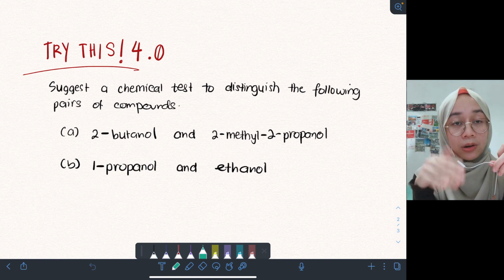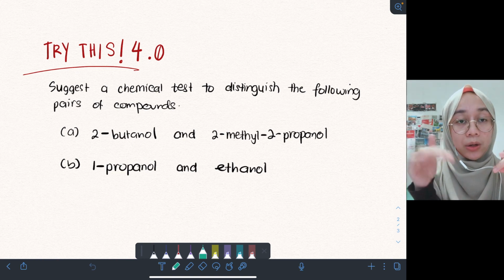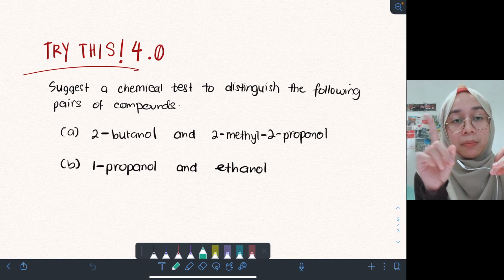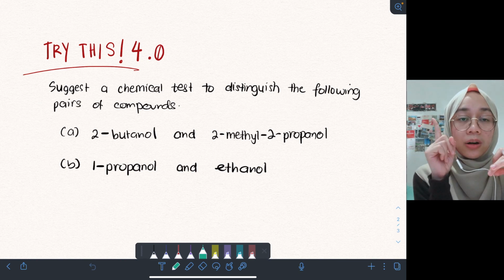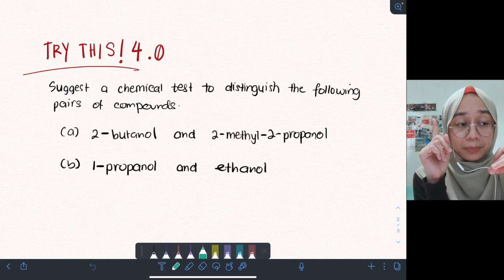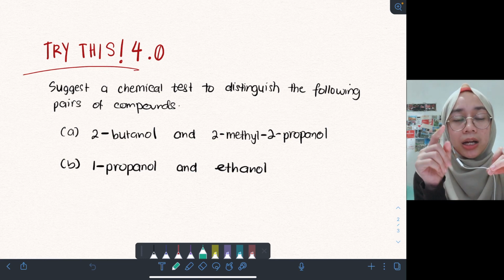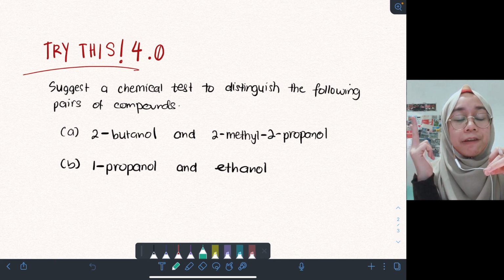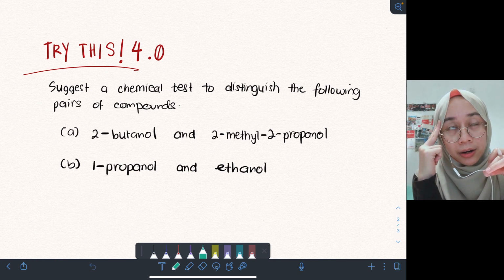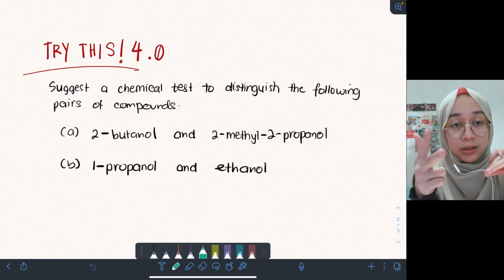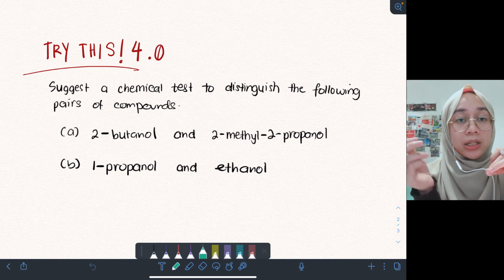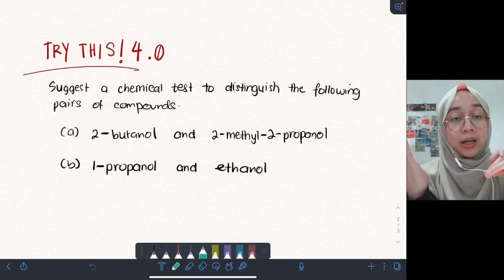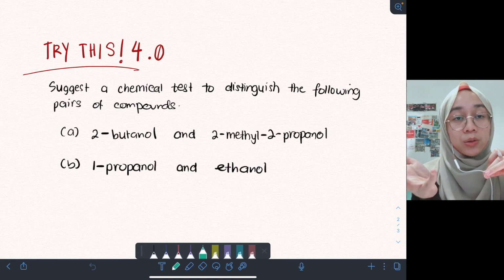Okay, so in order for you to know what test do you want to use here, so hint pertama adalah try to classify the alcohol. Okay, try to classify whether it is a primary, secondary or tertiary. If there are different in classes of alcohol there, automatically you just need to use Lucas. Okay, as simple as that. Just use Lucas to differentiate the alcohols.